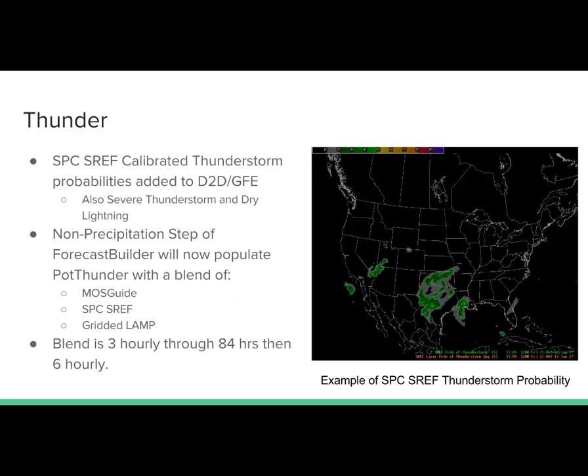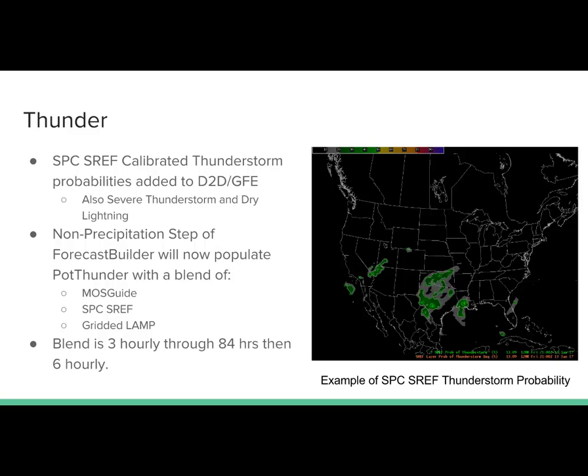With Thunder, you're going to see a new data set come into AWIPS, and that's called the SPC SREF calibrated thunderstorm probabilities. And we also have severe thunderstorm and dry lightning added as well. Again, you can pull these up in D2D as well as GFE.